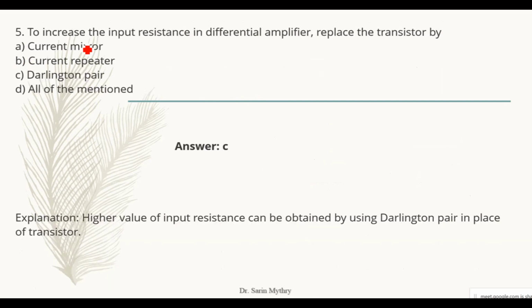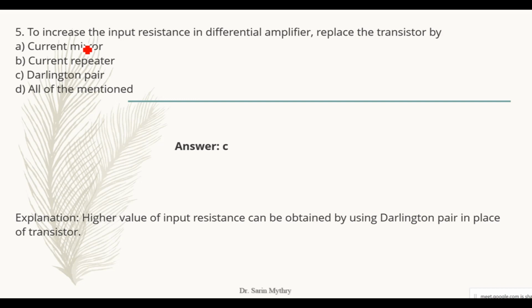Next one. To increase the input resistance in a differential amplifier, replace the transistor by what? So here you will be using a Darlington pair. A Darlington pair will be used to replace the transistor in order to have a higher input resistance.